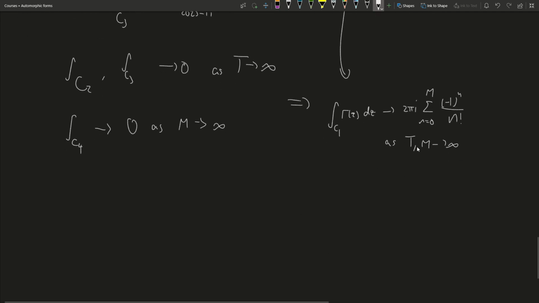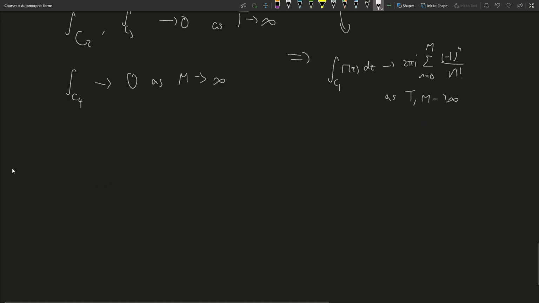And of course, this is just a series expansion for 1 over e. So we can say that the integral from 2023 minus i infinity to 2023 plus i infinity of gamma of z dz is equal to 2 pi i over e. Okay. And this is something that we could have guessed, in fact.